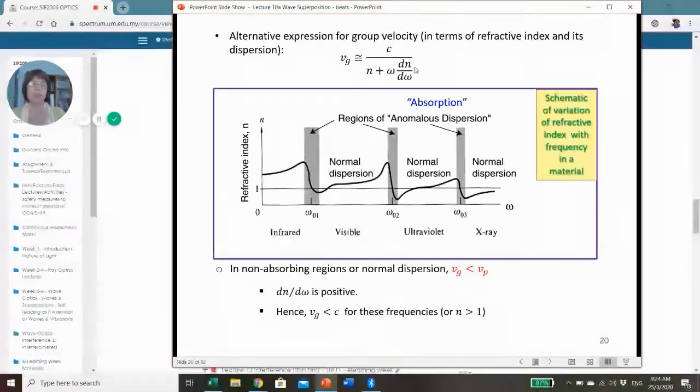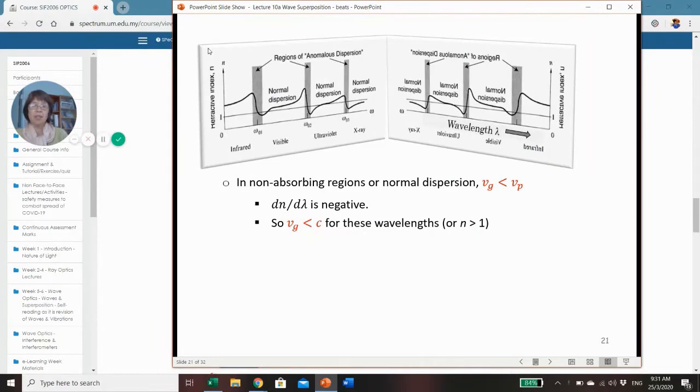Now you'll find in some diagrams that the refractive index, the dispersion curve, is given relative to omega. And if you look at this, dn/dω in the normal dispersion would then be positive. And at parts where you have a steep drop, these are regions of anomalous dispersion where absorption actually occurs. So in non-absorbing regions or in regions of normal dispersion, we already know that Vg would be lower than the phase velocity. So dn/dω is positive. If this is positive, this number will be larger, then Vg will be less than c.